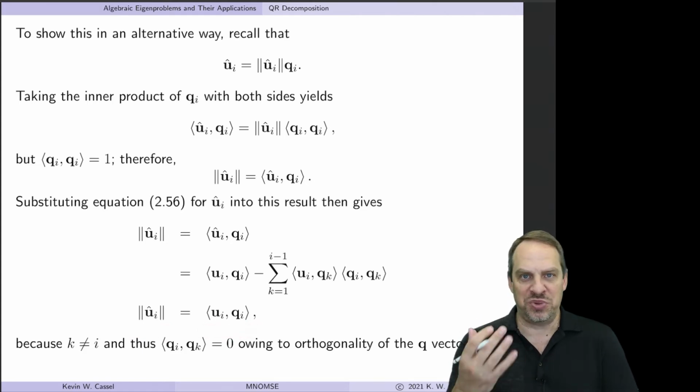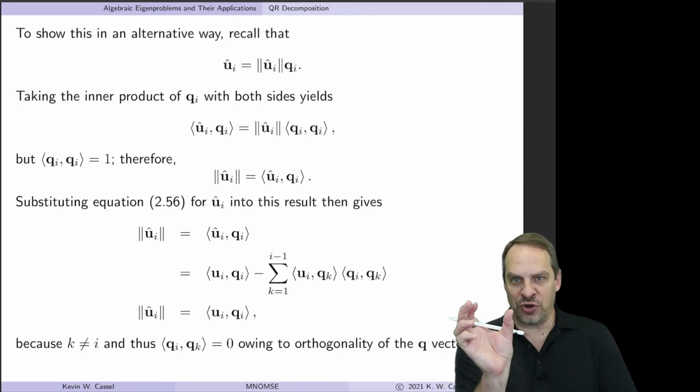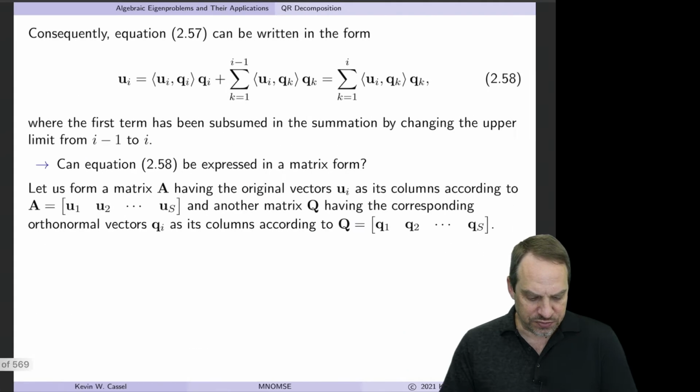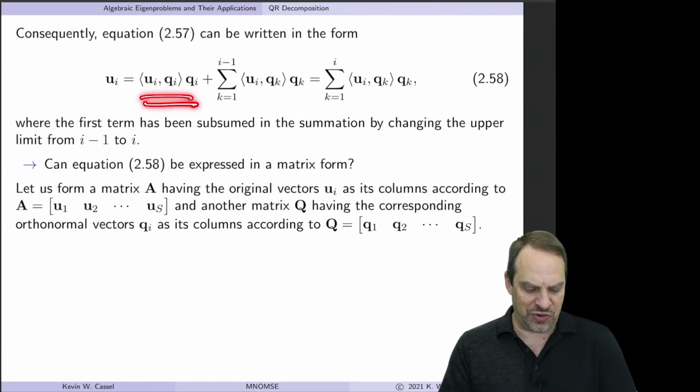Again, just some manipulations of our vector relationships in order to get that one term in the summation into a useful form. Okay, so now that first term right here I can rewrite as the inner product of ui with qi times qi. And now you can see why we did all that manipulation.